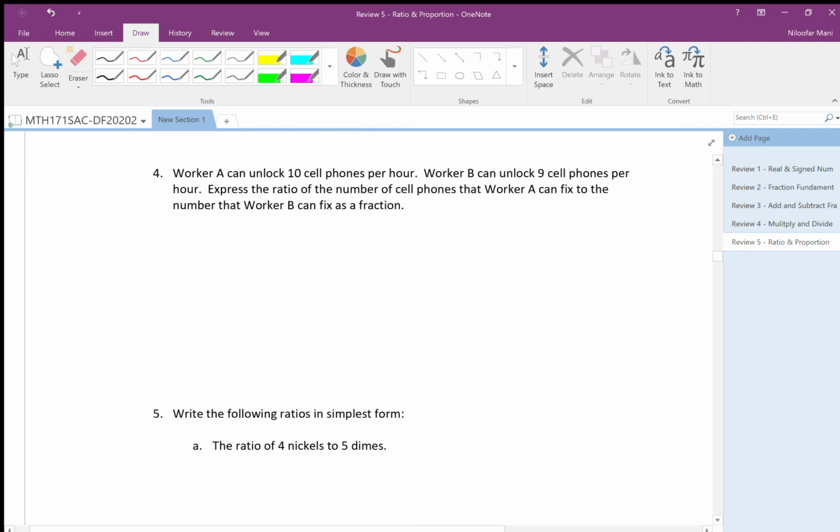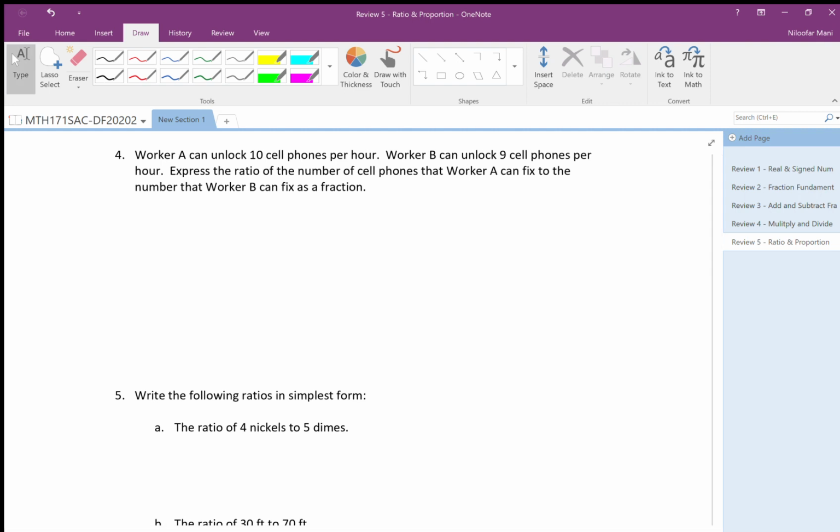How about here? Worker A can unlock 10 cell phones per hour. Worker B can unlock 9 cell phones per hour. Remember, read the question carefully. If one of them is per hour and one of them is per minute, I cannot compare them. I have to change. Express the ratio of the number of cell phones that A can fix to the number that B can fix.